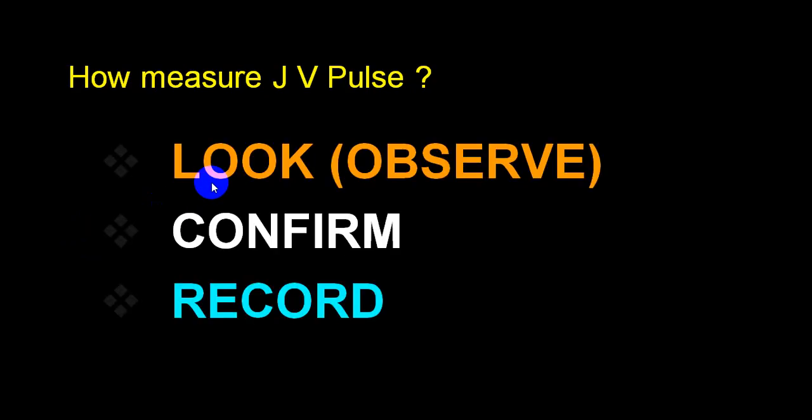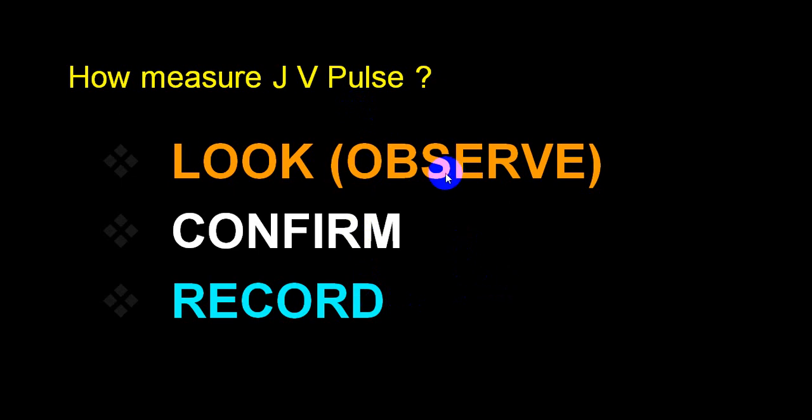How do you measure the jugular venous pulse? It is mainly by observation. You confirm it by recording. Confirmation is mainly done by a recording, because if you cannot make out a pulse properly, then you can take a record of the jugular venous pulse and then you decide.